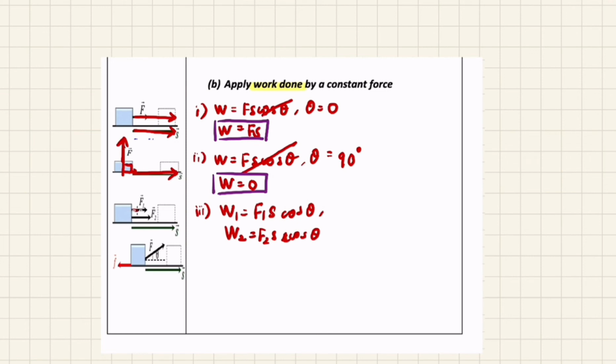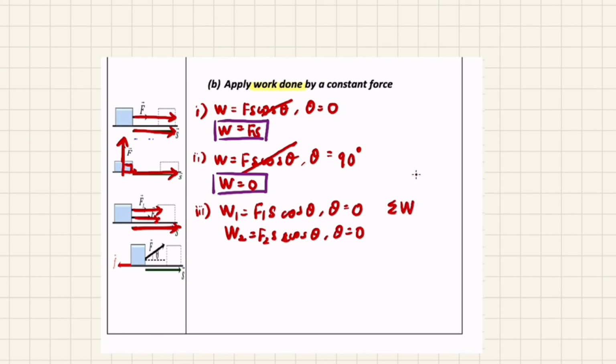Okay, so what happens is kita check dulu angle kita. For this one, force kita ke kanan, displacement kita pun ke kanan. F2 pun sama, force kita ke kanan, displacement kita pun ke kanan. So for both cases theta kita equals to 0 degree. Okay, so when theta kita equals to 0 degree, kita akan dapat sum of our work done.